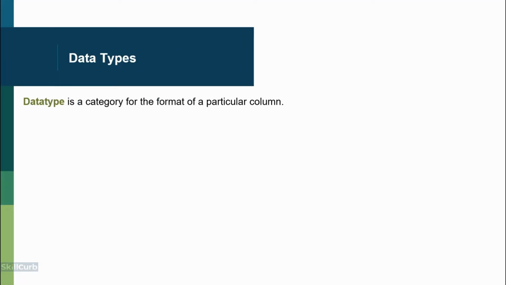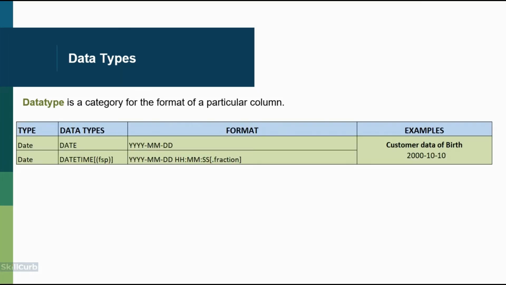We will be talking about data types, or in other words, the type of format that a column has in the database. Whenever we try to insert data, we need to know if it's a date, a string, or a number. For a date column, like date of birth, in this example the format is YYYY is the year portion, dash MM is the month, and dash DD is the day. So 2000-10-10 would be the format of a data element.